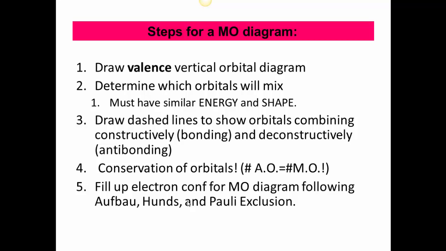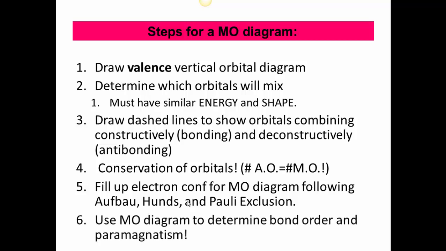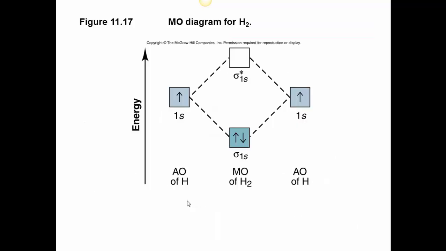And just like we mentioned previously, you're also going to fill up your electron configuration at the end for your molecular orbital diagram following Aufbau, Hund's, and the Pauli exclusion principle. And finally, you can use your molecular orbital diagram to determine bond order and paramagnetism.